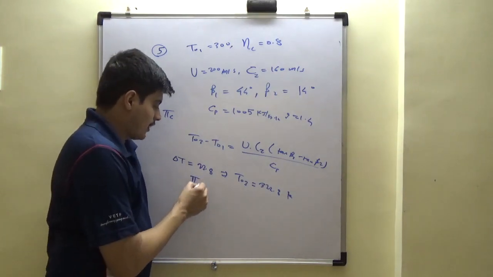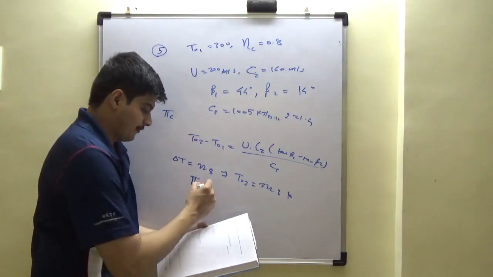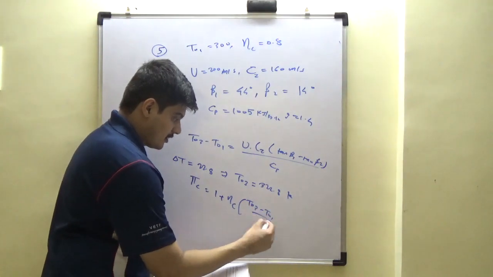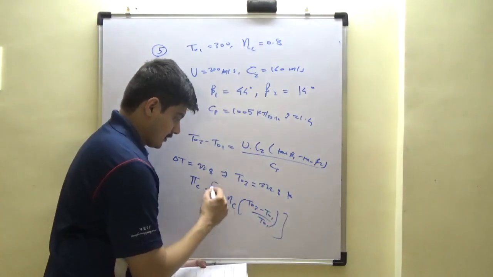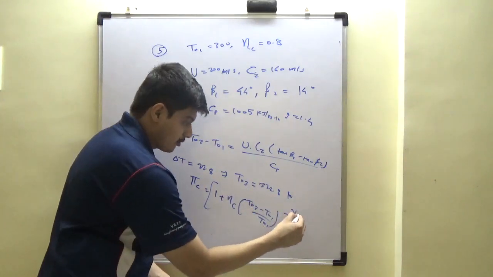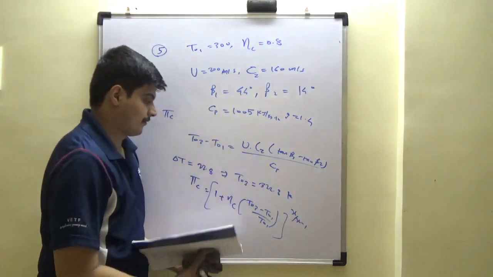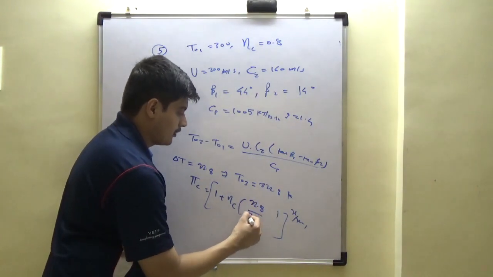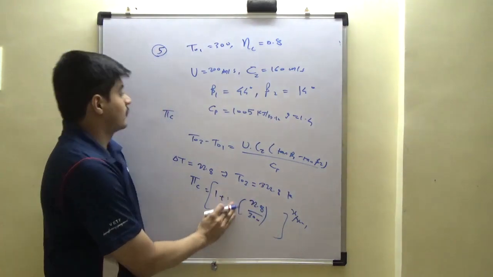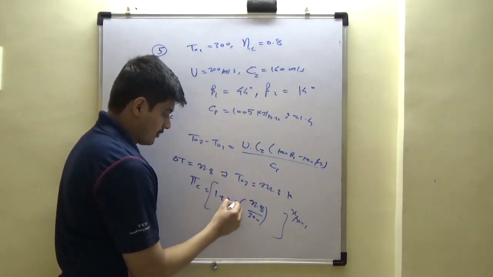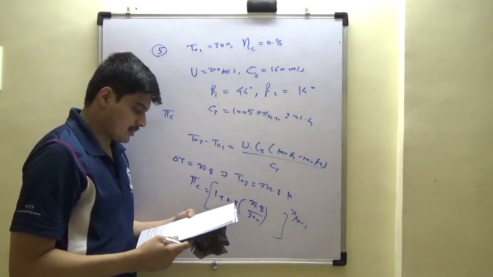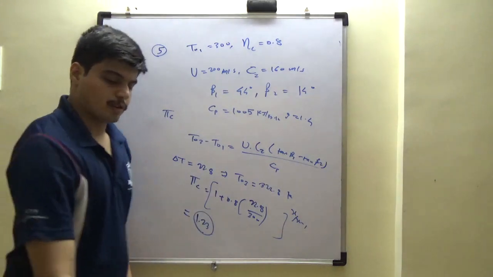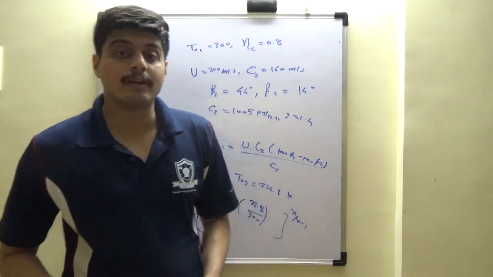Now, pi c is related how? 1 plus eta c (T03 minus T01) upon T01, this whole raised to gamma by gamma minus 1. So this is 22.8 upon 300. Eta c is 0.8. If you now substitute this, you would get 1.23. So the pressure ratio achieved is 1.23.